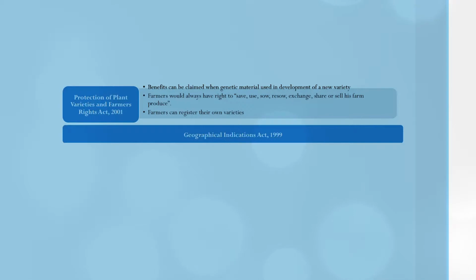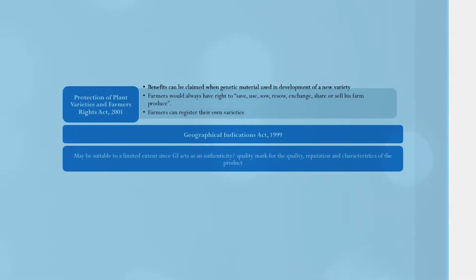Geographical Indications Act 1999 is one of the new legislations that is required to protect certain aspects of brand relating to products that have certain attributes which can be traced to a geographical location. Now geographical indications as such and per se may not provide full protection to traditional knowledge and products associated with them, but it definitely helps them to protect the unique name and symbol of the product in which the TK persists. Now this may be suitable to a limited extent since GI acts as an authenticity mark for quality, reputation and characteristics of the product.